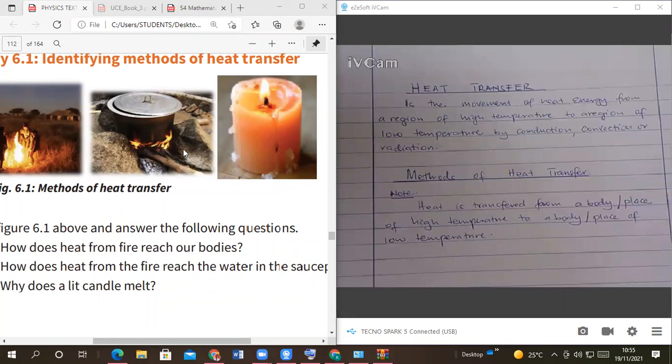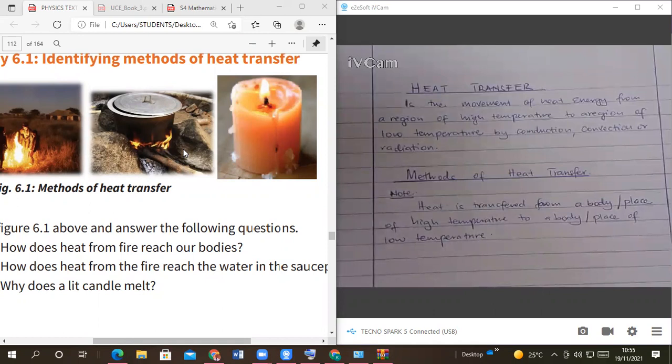Yes, Sean. Through radiation. Okay, why do you say radiation? I just think, because I see the fire comes from down there, and I just think it's radiation. Okay, you just see the fire going to the saucepan, and you just think it's radiation. Who else has another answer? How does fire reach the water in the saucepan?